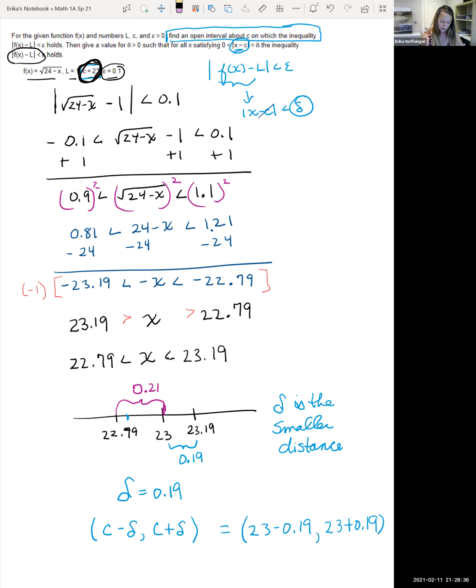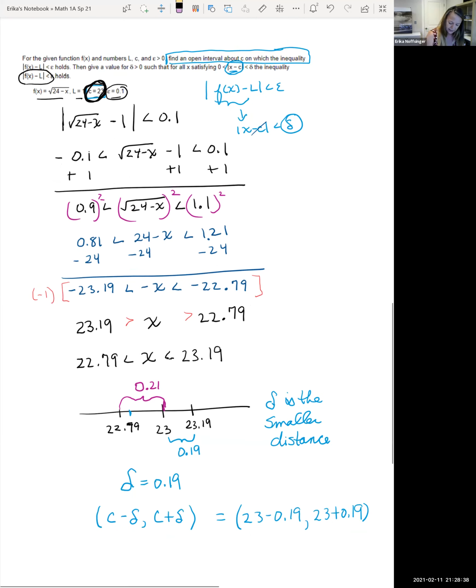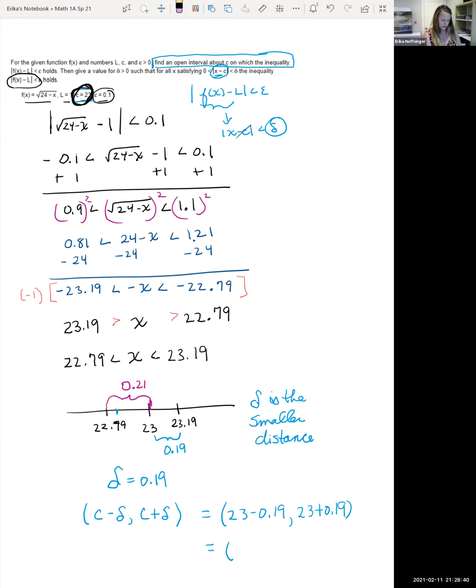So the values that we would be in between and staying, well, that would be 22.81, comma 23.19. So if we chose any x value within these values, we would know for sure that we would stay within the y value of f of x minus L.